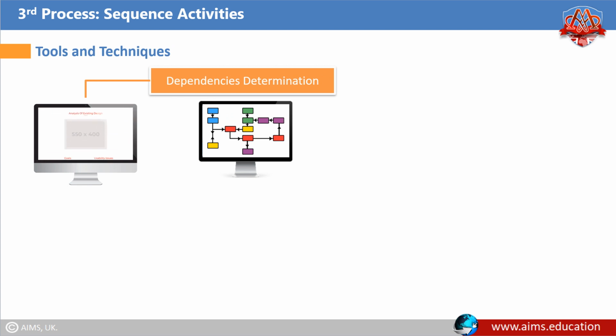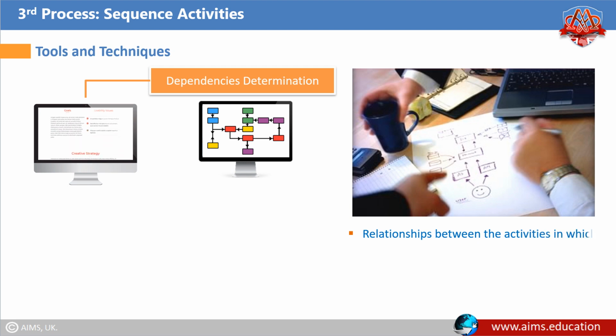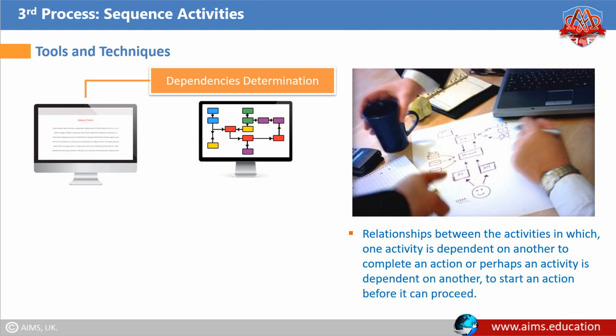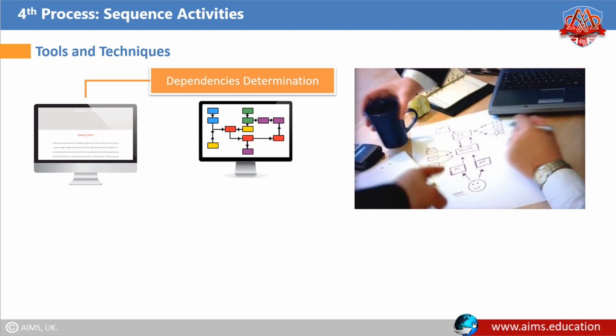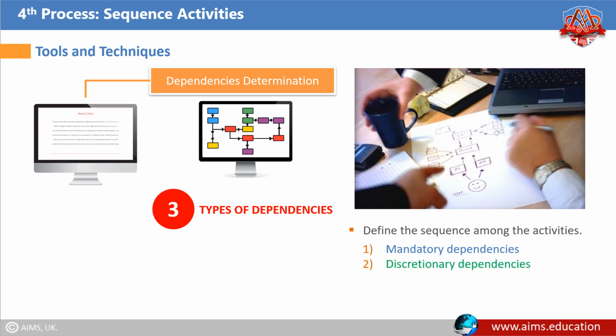Dependencies determination. Dependencies are relationships between the activities, in which one activity is dependent on another to complete an action, or an activity is dependent on another to start an action. Types of dependencies. There are 3 types of dependencies, which are used to define the sequence among the activities. They are mandatory dependencies, discretionary dependencies, and external dependencies.